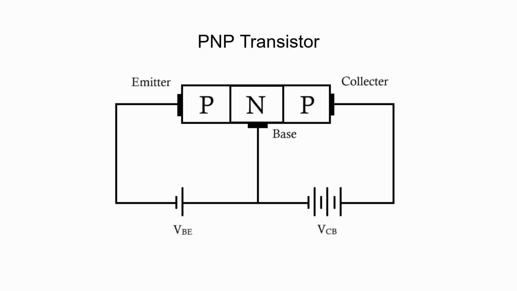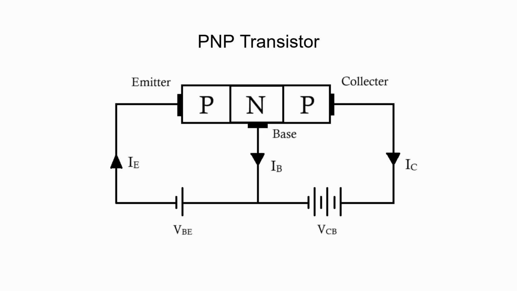In the case of the PNP transistor, holes, which are the absence of electrons and act like positive charge carriers, move from the emitter to the base. When the base is made more negative than the emitter, this allows current to flow from the collector to the emitter. This is the opposite direction compared to the NPN transistor.